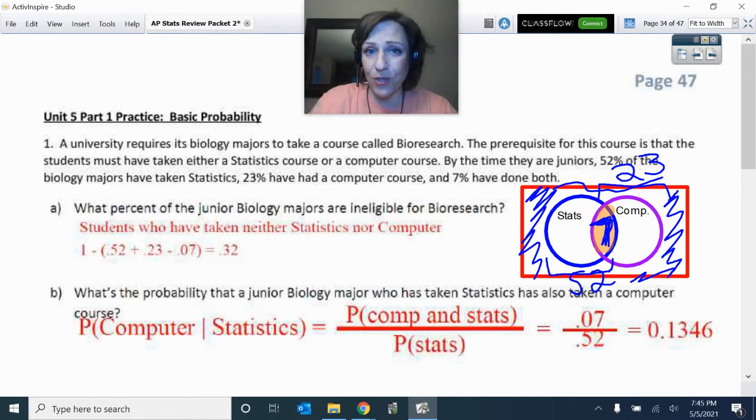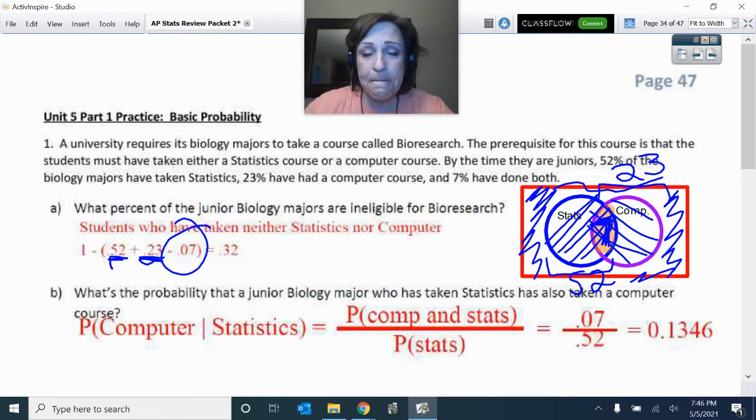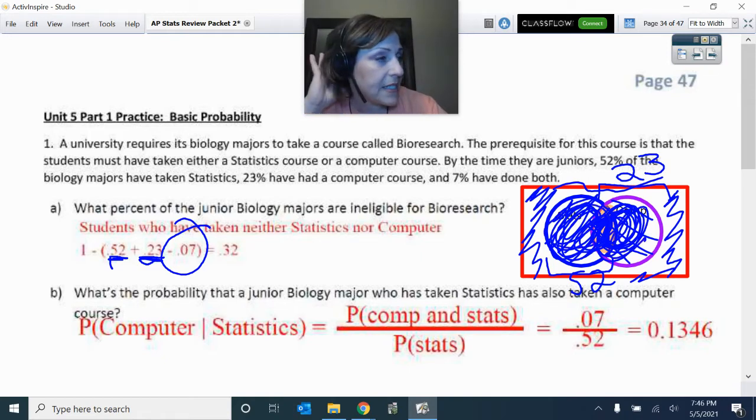So this is the general addition rule, where you are adding together one circle plus the other circle, because if I add all the stats plus all the computer, then see that middle gets double counted. That's why that got subtracted. And so then whenever you have that, that totals up to 68%. So this total amount of students who have had stats and or computer is 68%. So the rest is 32%, 1 minus that.